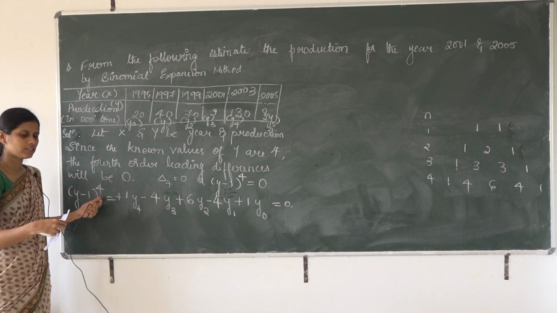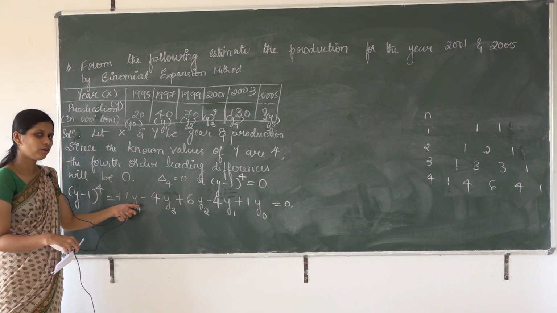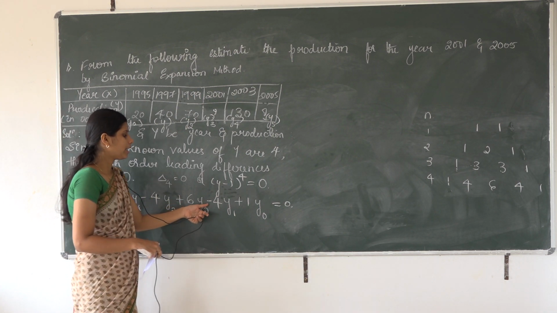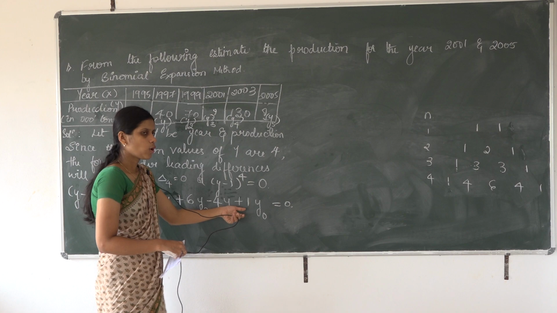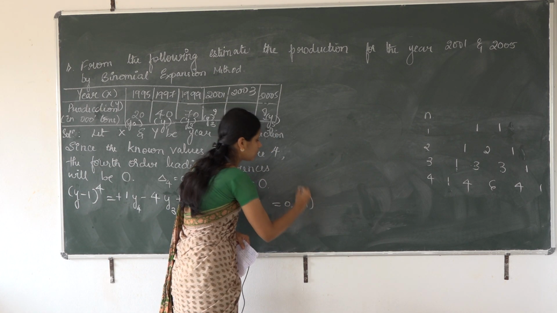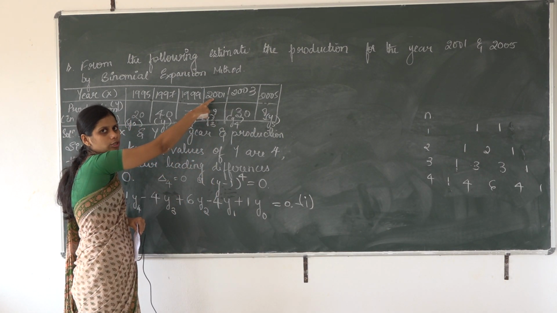(y minus 1) raised to 4 is equal to 1y4 minus 4y3 plus 6y2 minus 4y1 plus 1y0 is equal to 0. This is the first equation, that is, we can interpolate the value of y for x is equal to 2001.